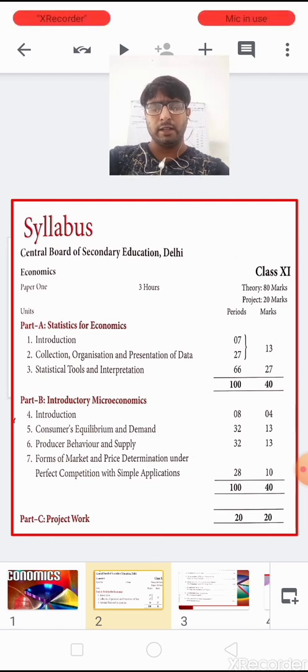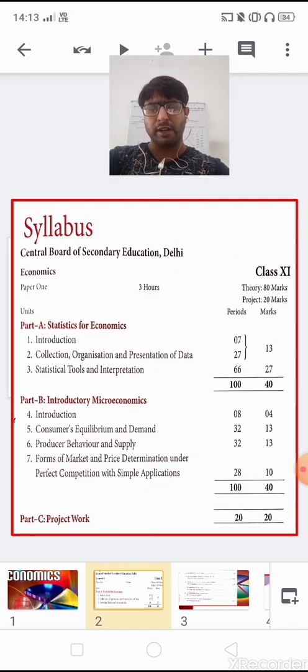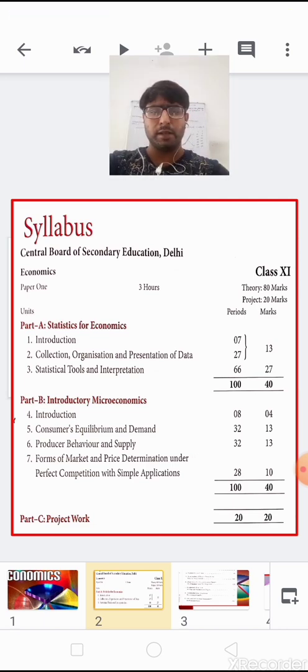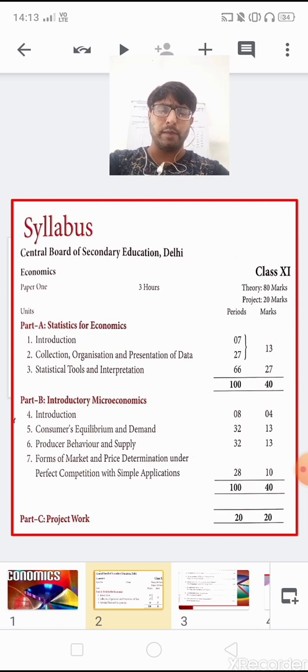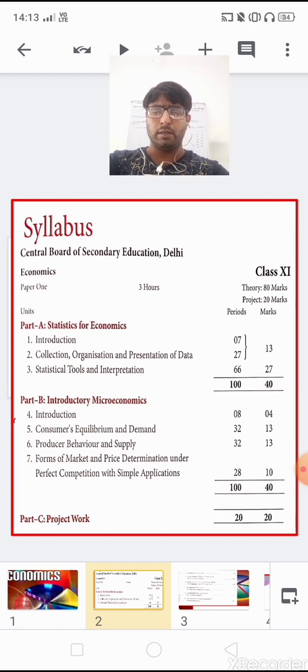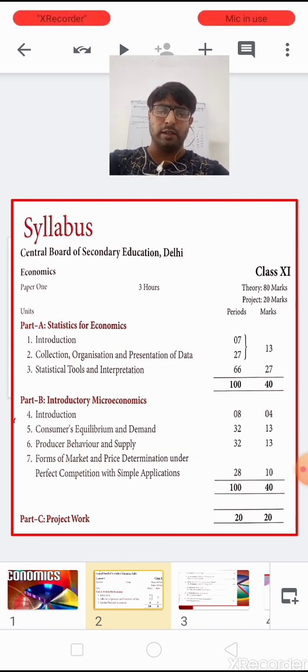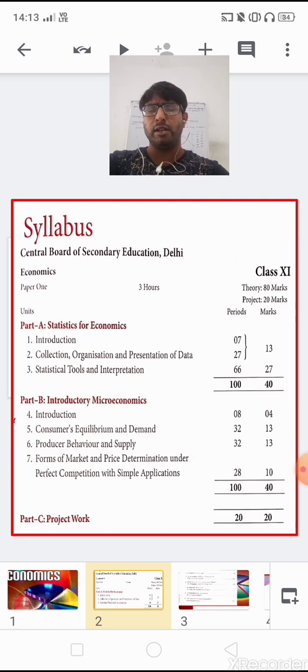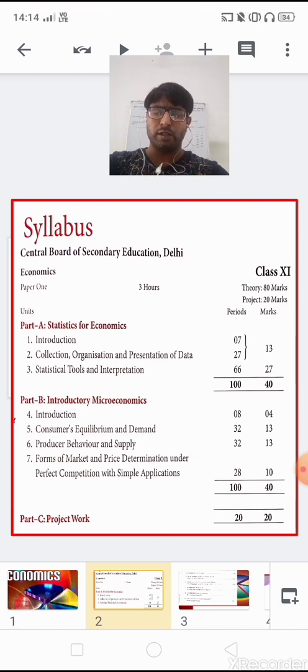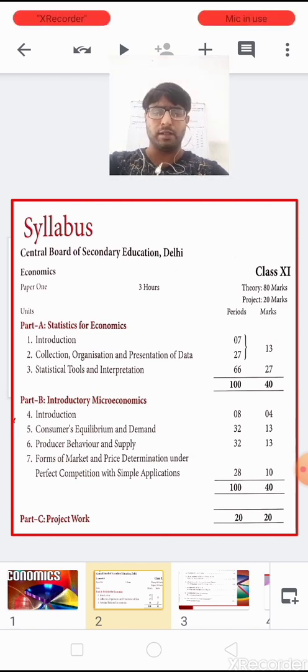Children, the entire syllabus of economics is classified into two categories. Now the first part is your Statics for Economics in this book. Second is the introductory microeconomics, and the third is your project work, the part C. So we have already started a second book, that is introductory macroeconomics, in which we have completed our first two units, that is the introduction part, consumer's equilibrium and demand. So up to these two units we have learned 6 chapters successfully.